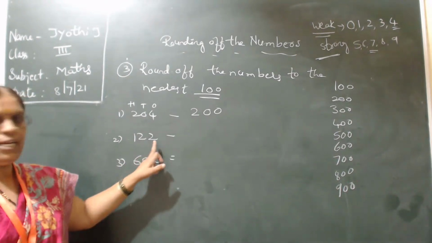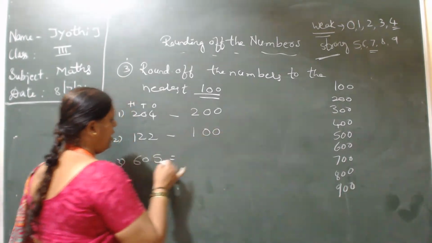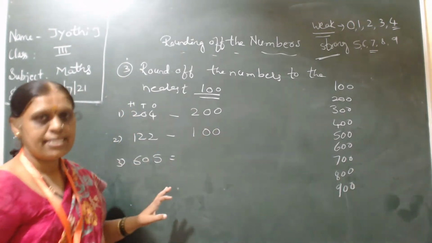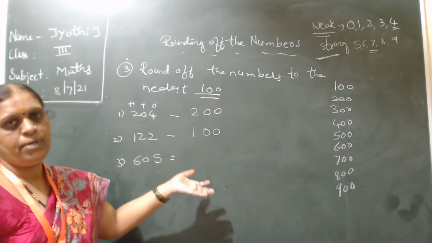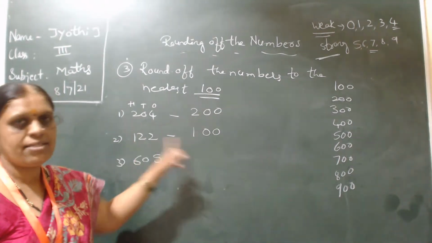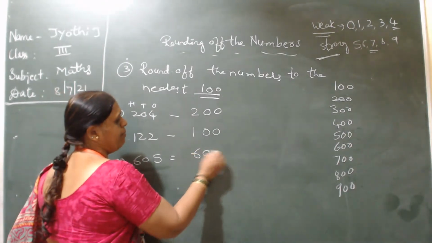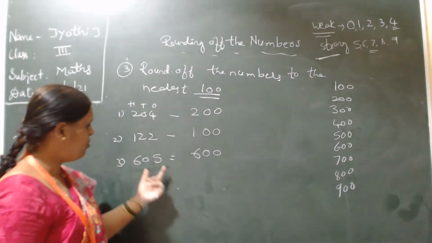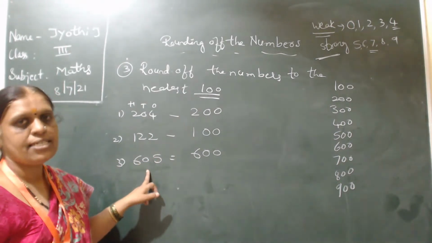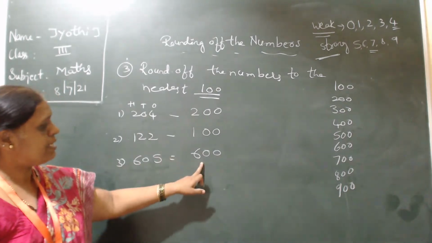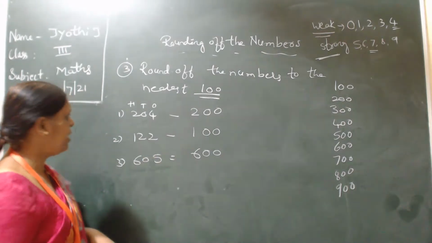So 122. 122 remains 100. As this 2 is less than 5, it does not push the number into the next hundreds, it remains the same. Then 605. 605 will become 600. So 0 in the tens place is less than 5, so it does not change the hundreds, it remains the same. So next one.